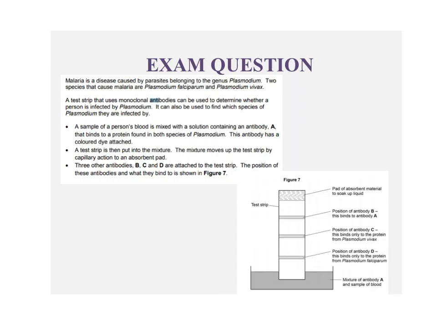Now here we've got another exam question, and you won't have seen this malaria example anywhere else so far. Okay, so malaria is a disease caused by parasites belonging to the genus Plasmodium. 2 species that cause malaria are Plasmodium falciparum and Plasmodium vivax. A test strip that uses monoclonal antibodies can be used to determine whether a person is infected by Plasmodium. It can also be used to find which species of Plasmodium they are infected by.